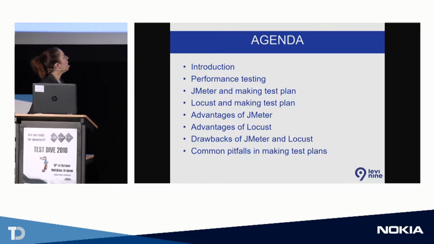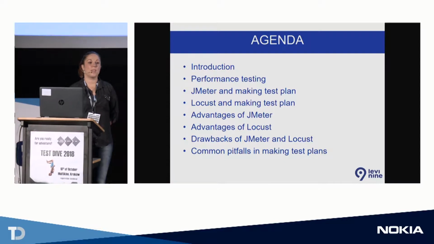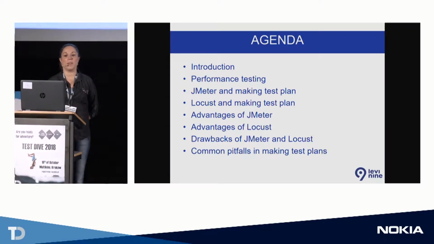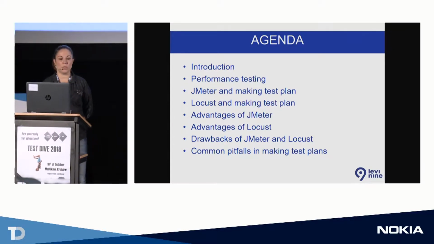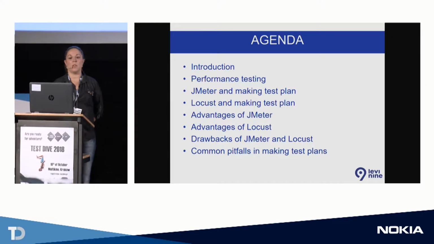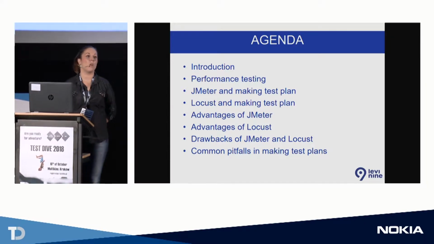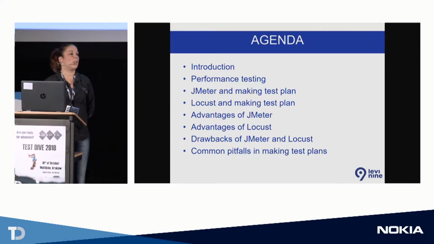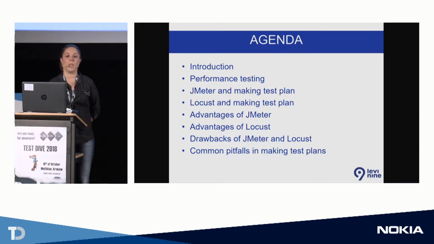This is the agenda for today: some words about performance testing, about two tools, JMeter and Locust, the advantages of both tools, the drawbacks of both tools also, and some common pitfalls that we should avoid in performance testing.